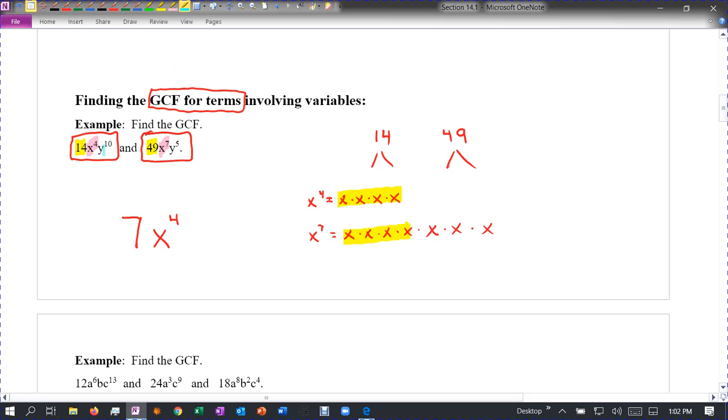And then we do the same thing for the y. We have 10 factors of y here, and 5 factors of y. So what do they have in common? Well, they have 5 factors of y in common. So they have a 7 in common, they have 4 factors of x in common, and they have 5 factors of y. So that is your GCF.